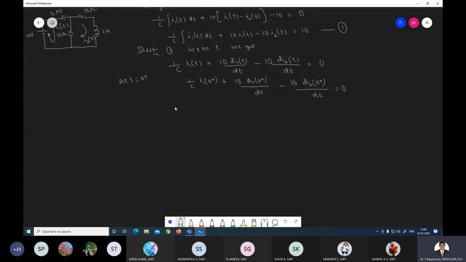Substitute the values. So 1 by C is, with 2 microfarad, 2 into 10 to the power of minus 6, I1 0 plus is 1 amp, plus 10 into di1 0 plus divided by dt minus 10 into di2 0 plus divided by dt is equal to 0. You can call this the second equation.